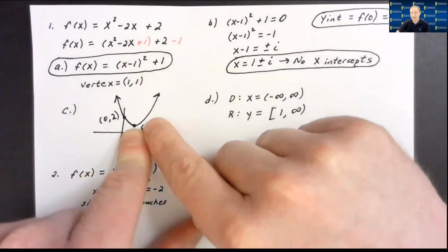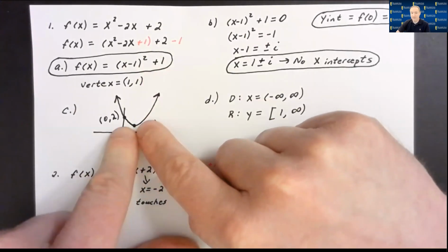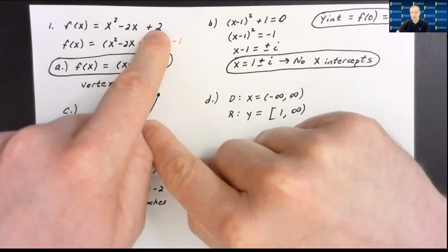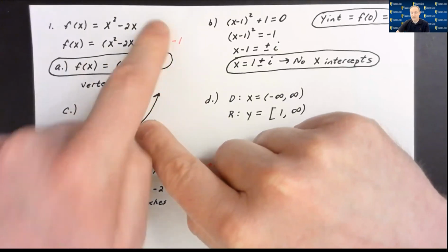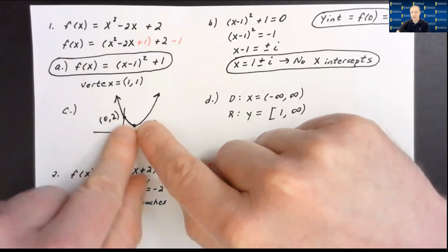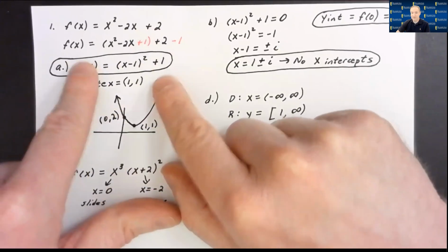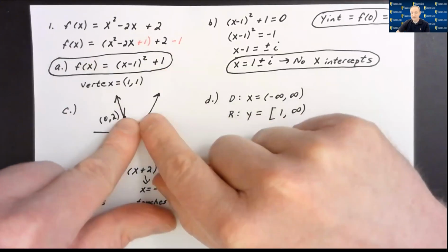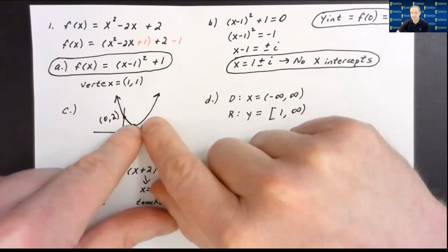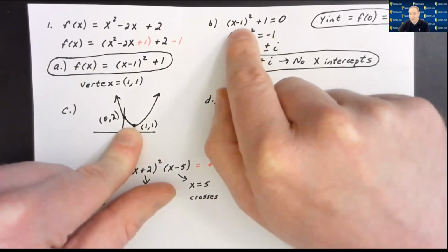Now, some other things that we had to find, the x-intercepts. If I would have just went ahead and graphed this one out with the vertex, and I knew that the y-intercept was f of 0, which is 2, I would already know, hey, there are no x-intercepts because this is a positive parabola that points upward. It's not going to have any x-intercepts. I went ahead and showed that anyway.